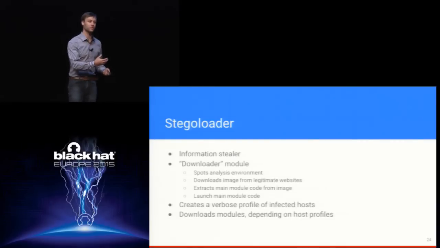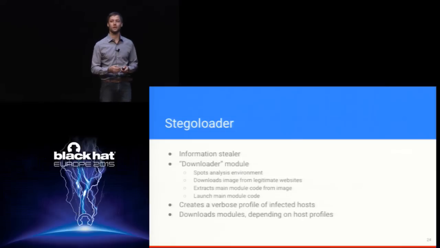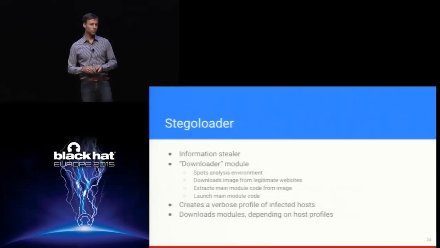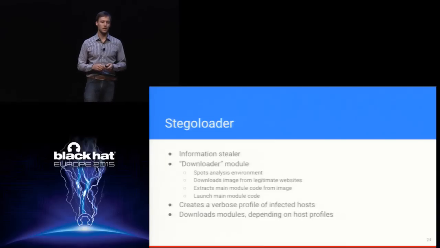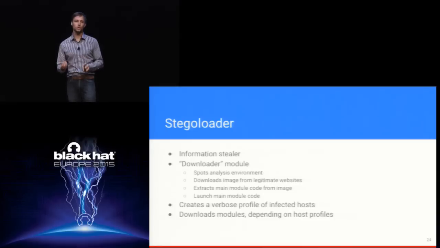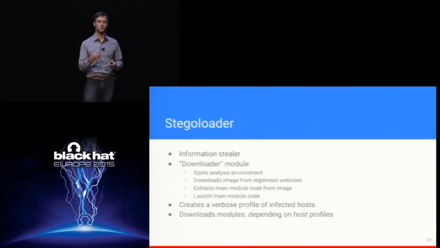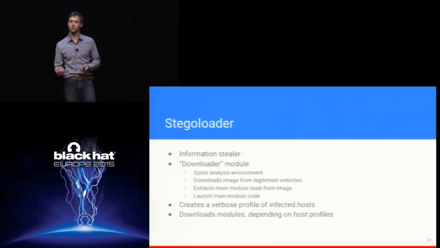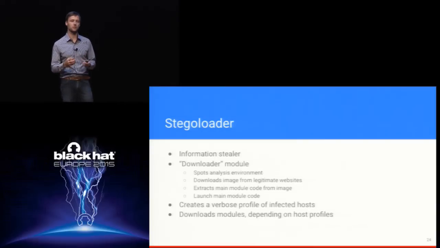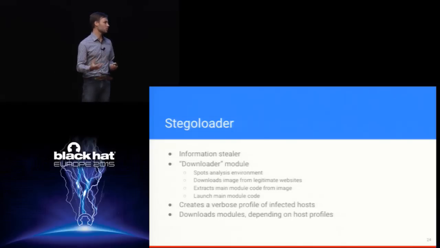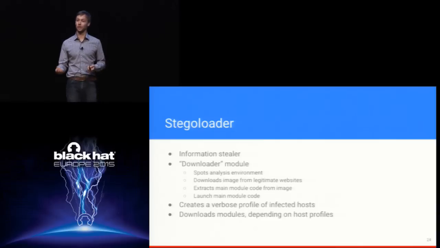In this image, which is actually a PNG, this is one of the examples of images that are used by Stegoloader to hide content. Stegoloader is an information stealer. We first started seeing incidents involving this malware at the beginning of this year. The component of the malware that uses steganography is the downloader module. This is the first executable that will start executing on a machine, and it is used to spot analysis environments, only executing if the malware thinks that it is running on a real machine and not inside any kind of analysis environment.